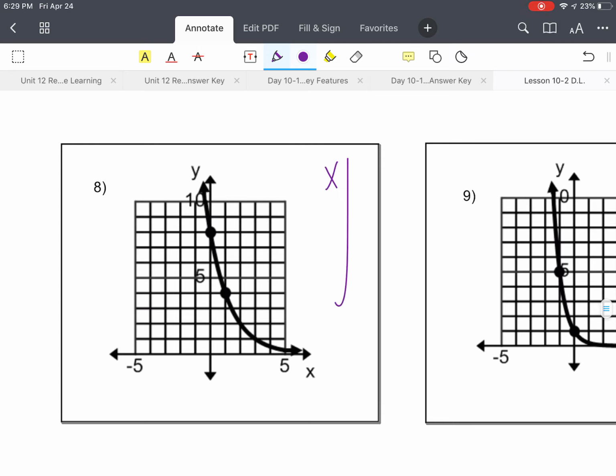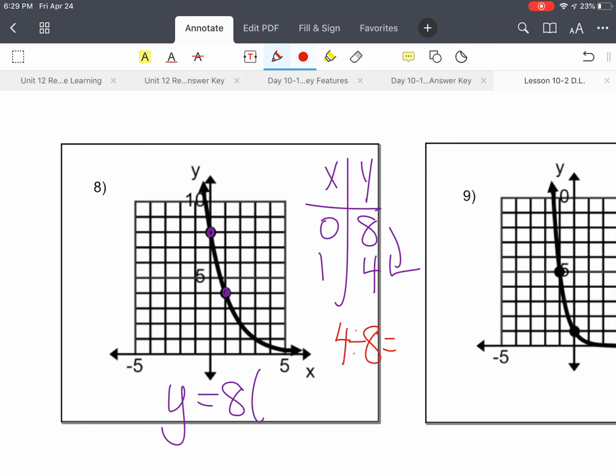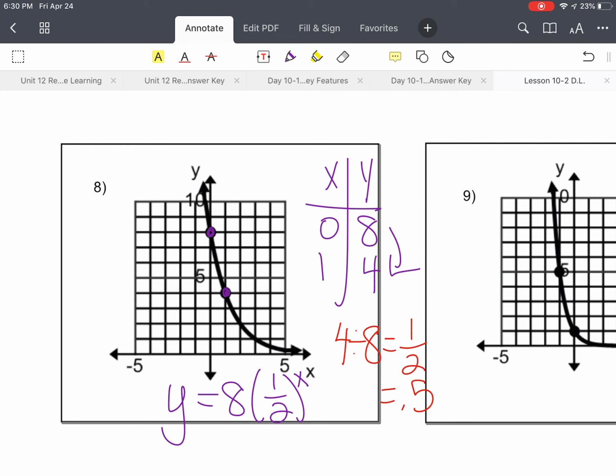Okay, so if we make our chart, I have 0, 8, and 1, 4. Remember, I'm getting these from just the dots, from the good points, 0, 8, 1, 4. So y equals 8, parenthesis. Well, how do I get from 8 to 4? 8 times what is 4? Not sure. So let's do 4 divided by 8. And again, it's going to give me 1/2 or 0.5, the same thing. So it doesn't matter which one you write inside the parentheses. Another decay. There's a lot of decay examples here.